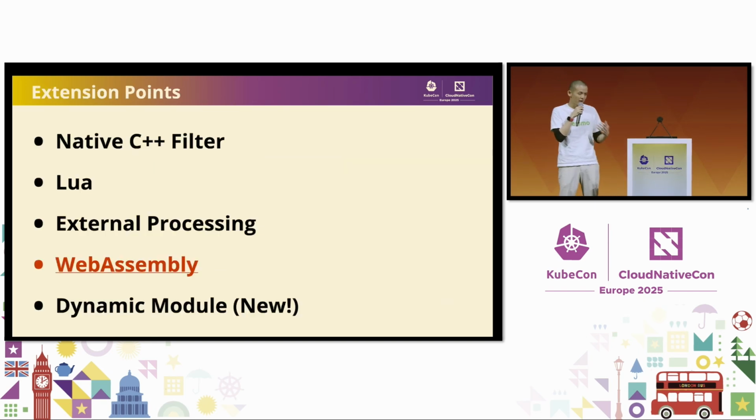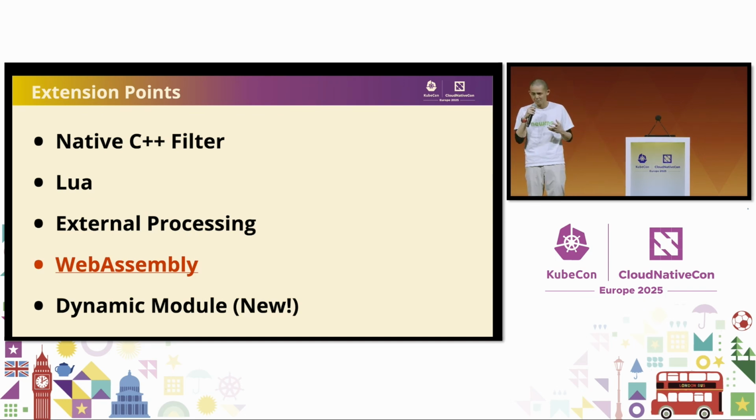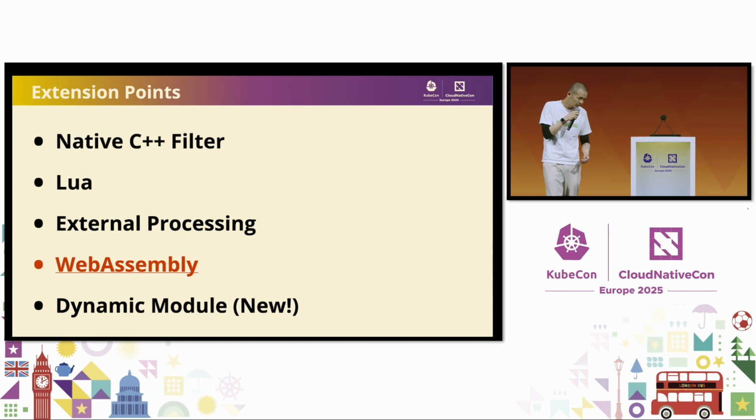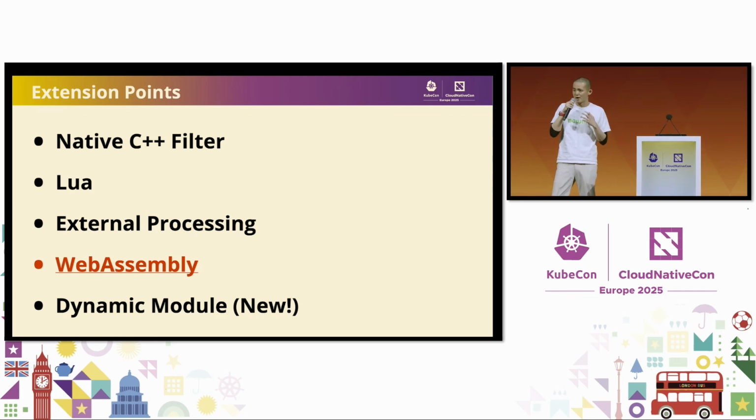Envoy has some extension points. We can write custom logic as a native C++ filter, or we can write custom logic as a Lua script. Envoy also provides an external processing filter that makes Envoy delegate some custom logic outside of Envoy. And we have the WebAssembly filter that lets us write custom logic as WebAssembly modules. And recently, Envoy introduced a new feature called dynamic modules that allows us to write custom logic as a shared library.